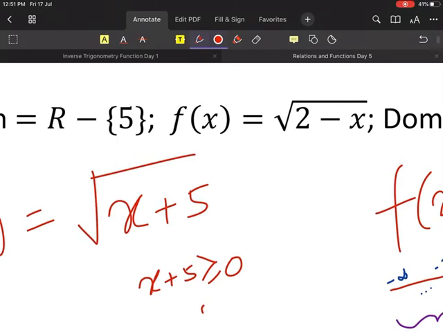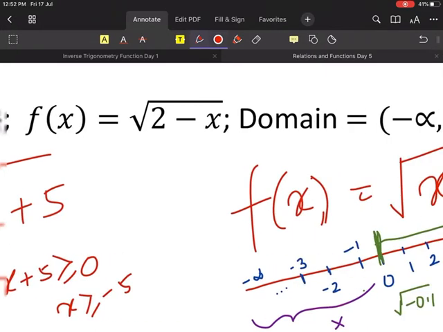So what I will do, I will take this 5 and move it to that side. If I take 5 to that side, it will become minus 5, right? So x is greater than or equal to minus 5. So now can anybody tell me the domain? What will be the domain? x greater than or equal to minus 5 means what? The domain will be minus 4, minus 3, minus 2, minus 1, 0, 1.